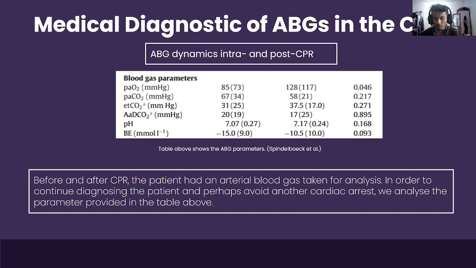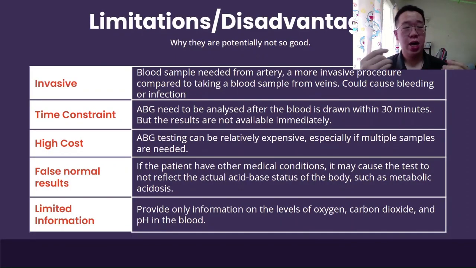This one is before the CPR and after the CPR, and the table here shows the parameters that were obtained by using the ABG. Before and after CPR, the patient had an arterial blood gas taken for analysis. In order to continue diagnosing the patient and perhaps avoid another cardiac arrest, the doctor analyzed the parameters provided in the table above. So okay, next, I'll talk about the limitations and disadvantages of ABGs.